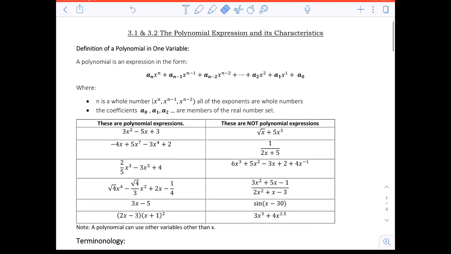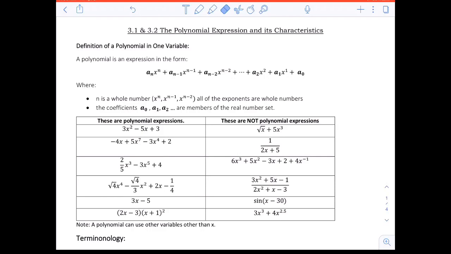I'm going to go through the notes for 3.1 and 3.2 today. If you remember where we left off, 3.5, 6, and 7, we were factoring, dividing, and factoring sums and differences of cubes. Now we're going to go back and go over the characteristics of polynomials so we can eventually graph these things.